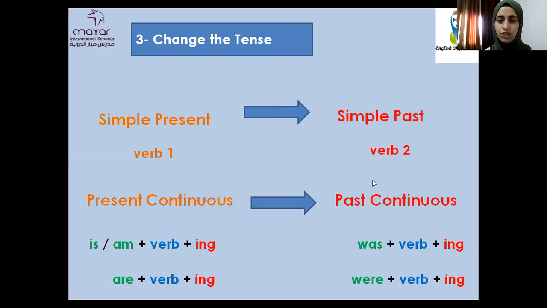However, when I want to change the sentence into reported speech, what do I do? How do I change is and am? Is or am, we change it to was. Bravo. The verb stays there as it is, okay?